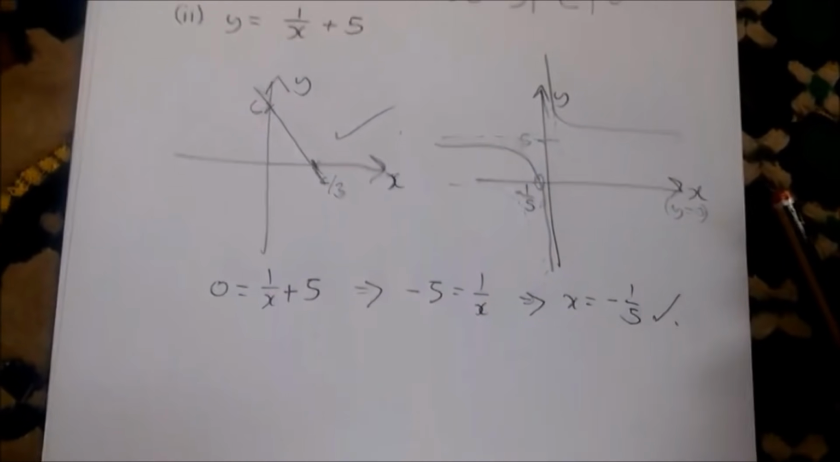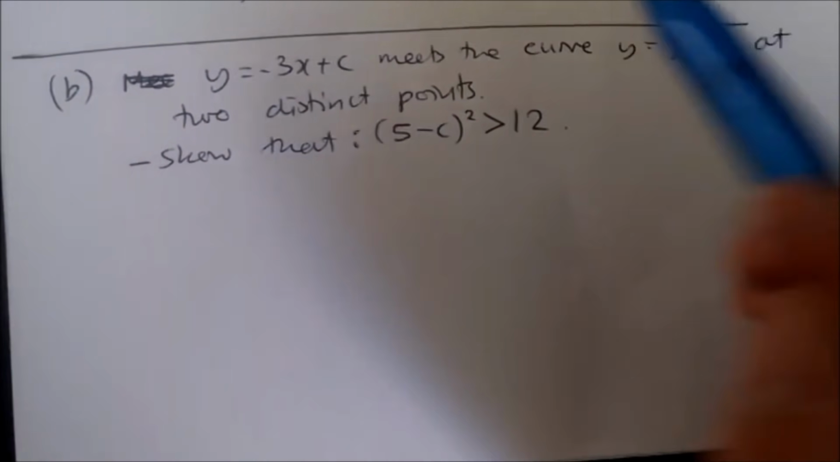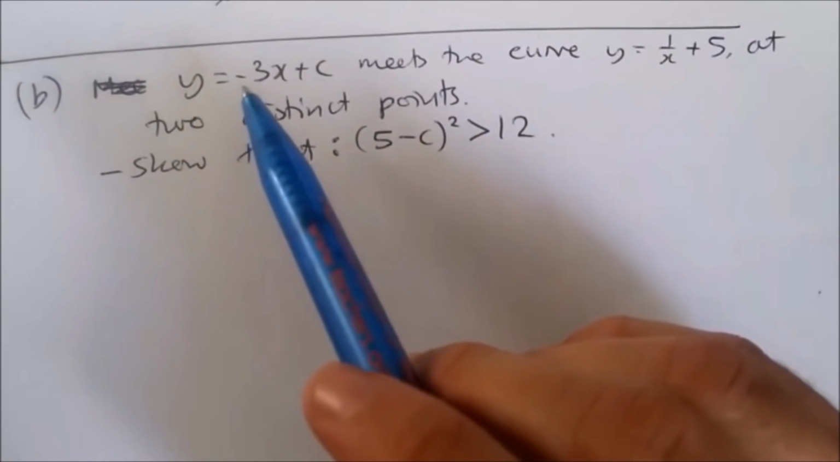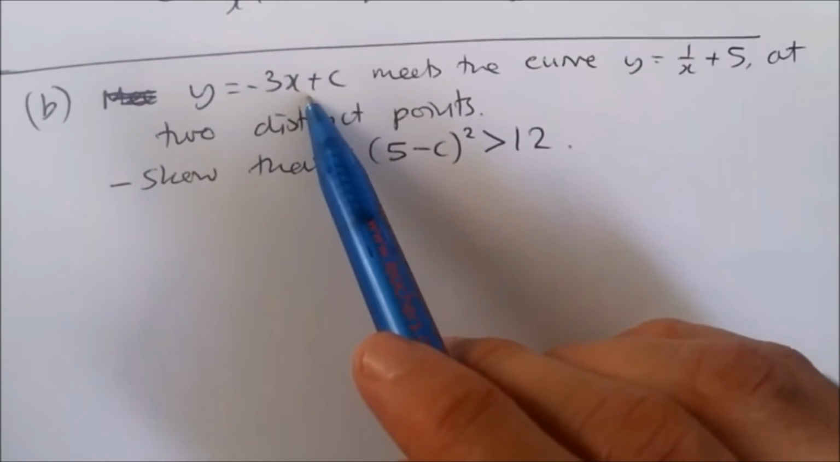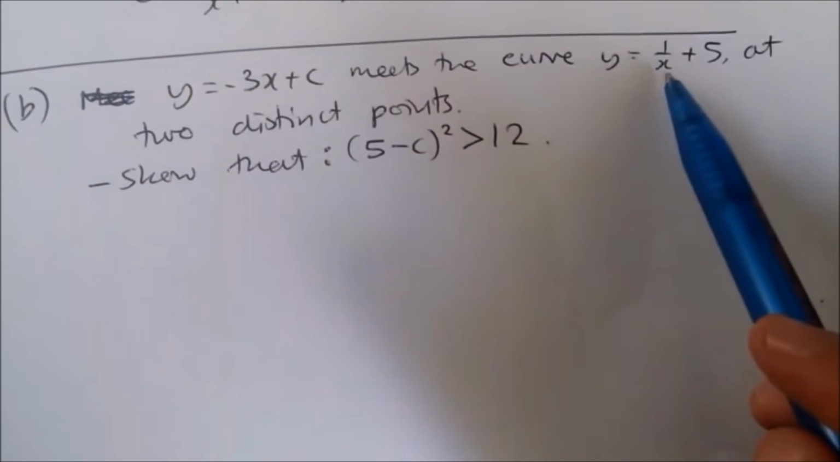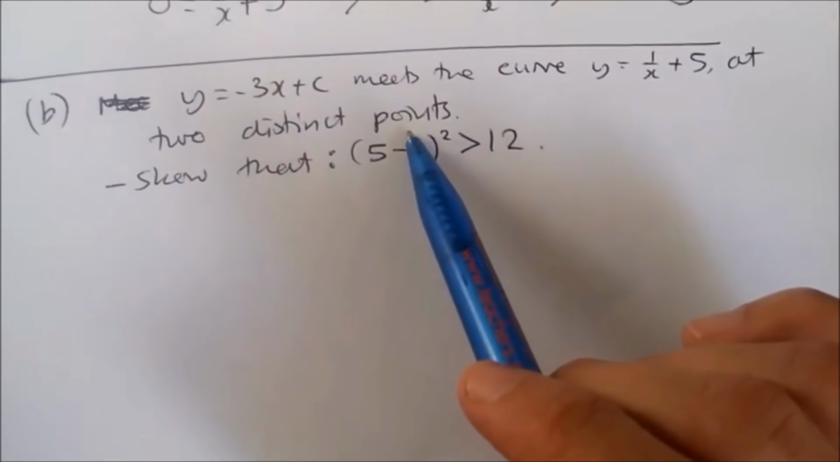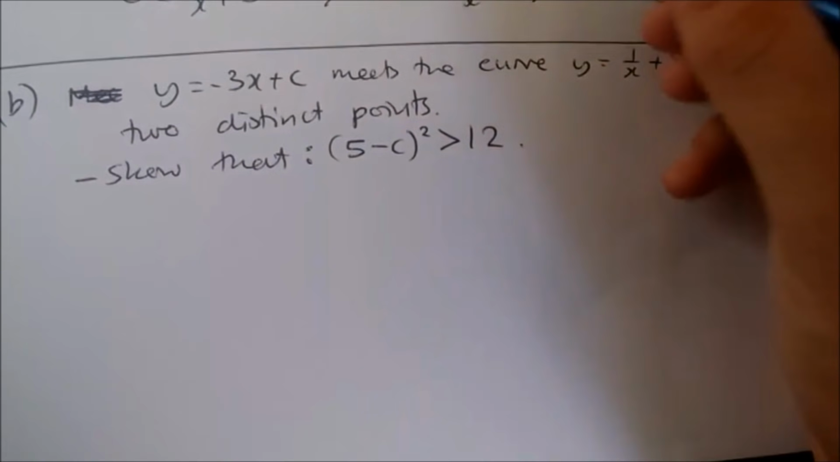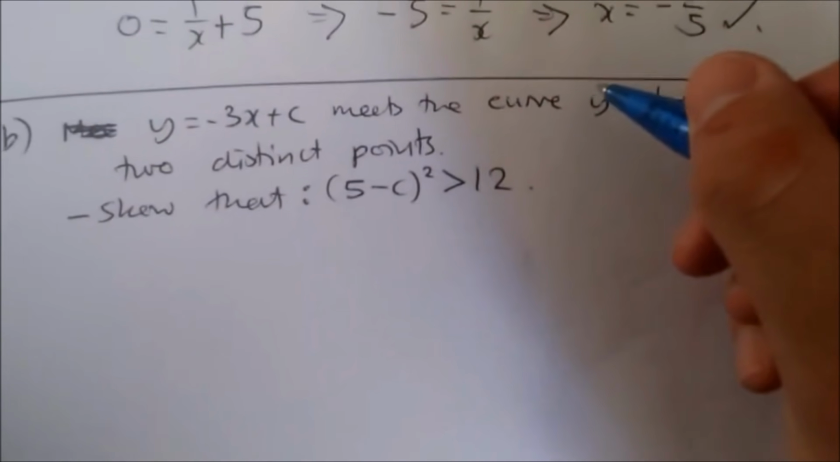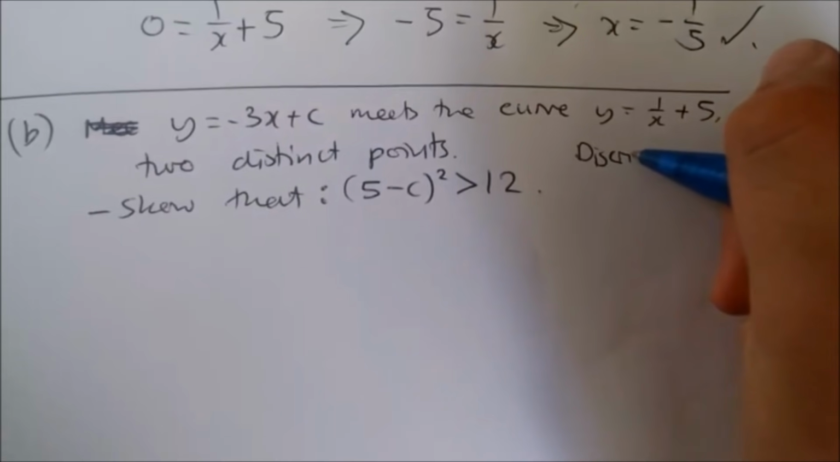So let's move on to part B now. According to part B, we're given the same equation, and we know that where c is a positive constant, this equation meets the curve y equals 1 over x plus 5 at 2 distinct points. Now, what this means, two distinct points, is that we're looking at two real points. So in other words, we need to consider the discriminant.